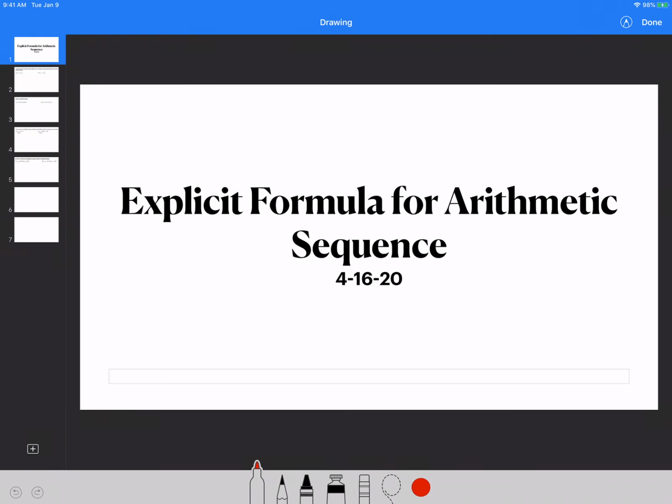Hello, Algebra 2. For today, we're going to be going over different types of questions for explicit formula for arithmetic sequence, and you will be turning in an assignment that will be graded as a quiz grade for today.